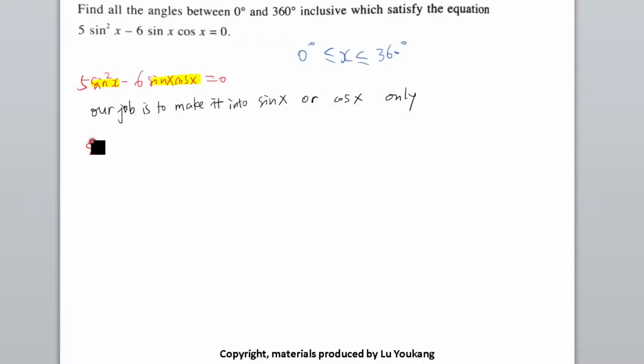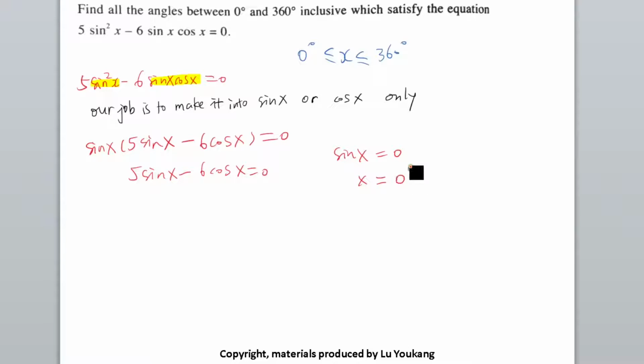Okay, so what I do first is take out the common factor sine x. Once I take out sine x, I get the bracket 5 sine x minus 6 cosine x. So clearly you have 5 sine x minus 6 cosine x equals 0, and sine x equals 0. And sine x equals 0, if you remember the curve, is when x is equal to 0 degree, 180 degree and 360 degree.